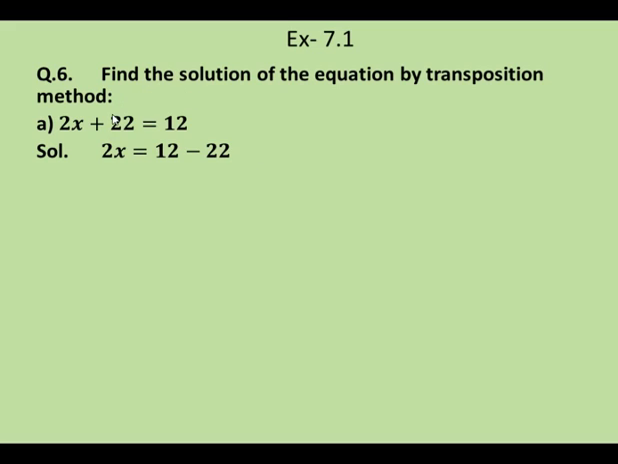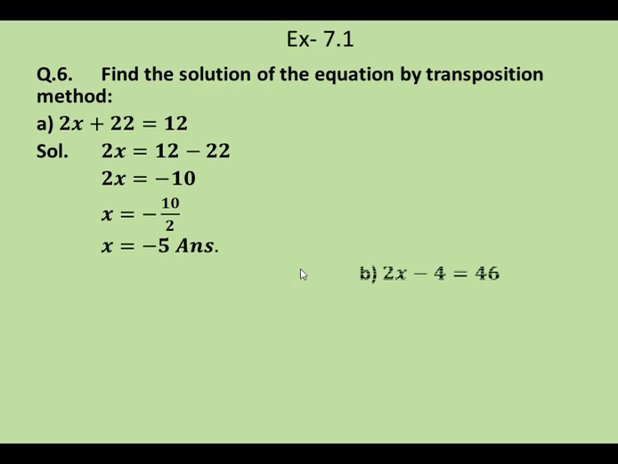Whenever we move a value from LHS to RHS or RHS to LHS, the sign will be changed, plus to minus or minus to plus. So plus 22 converted to minus 22. So 2x equal to minus 10. 12 minus 22 is minus 10. So x equal to minus 10 upon 2 and we will get x equal to minus 5.